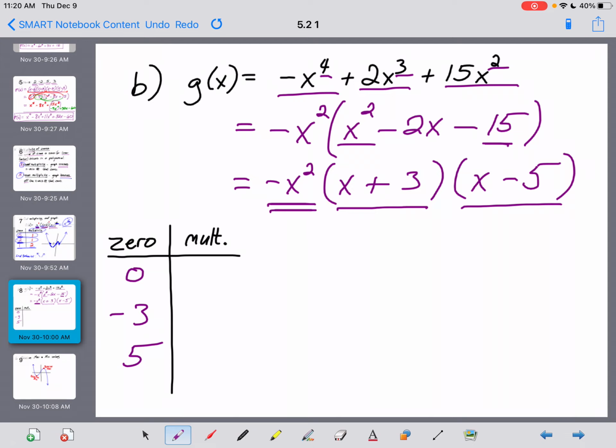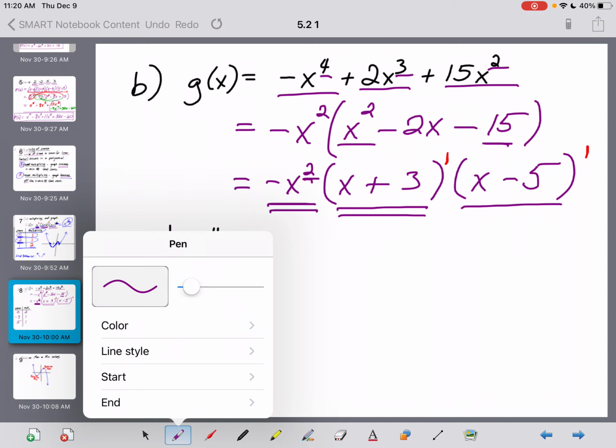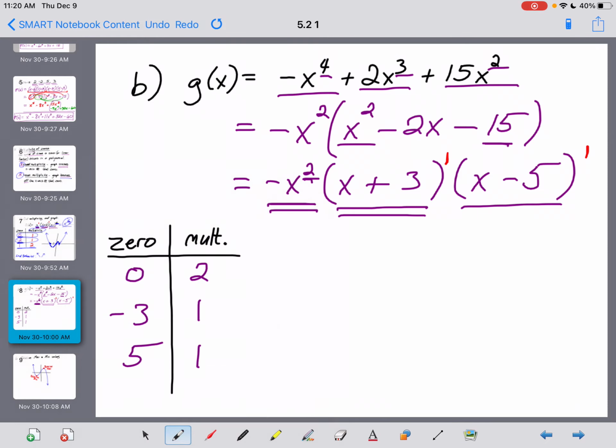This 0 right here, which was 0, has an exponent of 2, so that's your multiplicity. It occurs twice. -3 came from this factor, which just has an exponent of 1, as does the x minus 5, so each of these next two zeros has a multiplicity of 1. Okay, so we're making good progress. Now let's see what we can do to come up with our graph here.